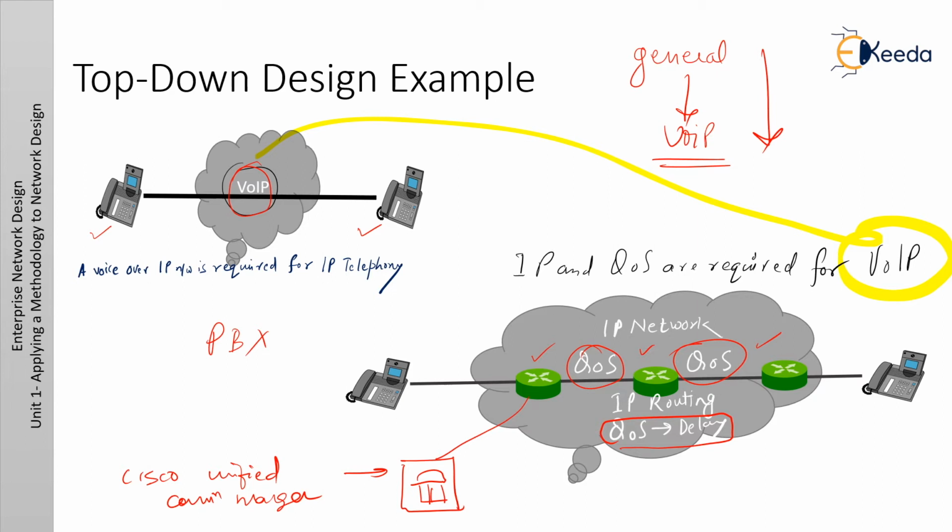Okay. So what is Cisco Unified Communication Manager? It is a server-based application that establishes and maintains signaling and control of IP telephone sessions. IP telephony is described in later units. Better to understand only that this is a server-based application that establishes and maintains signaling and control for IP telephone sessions.